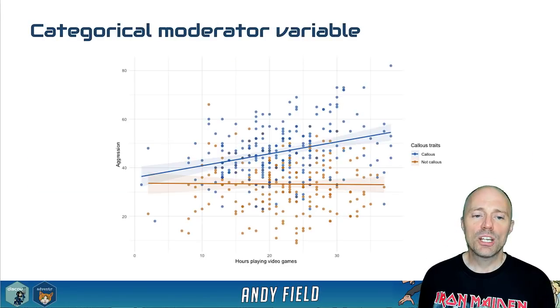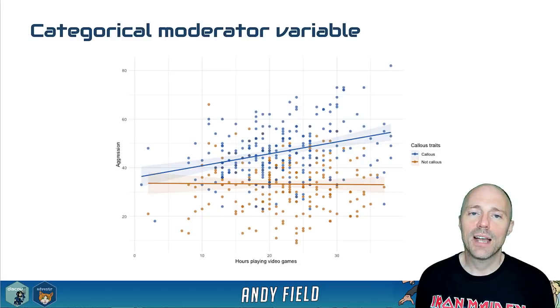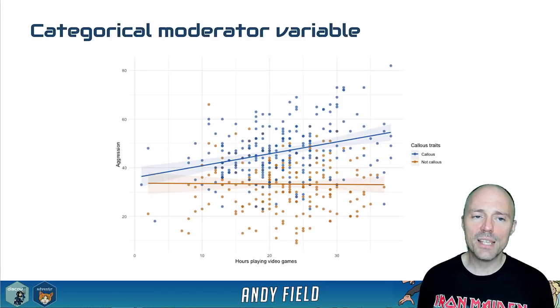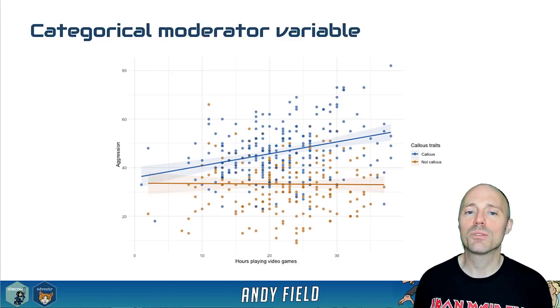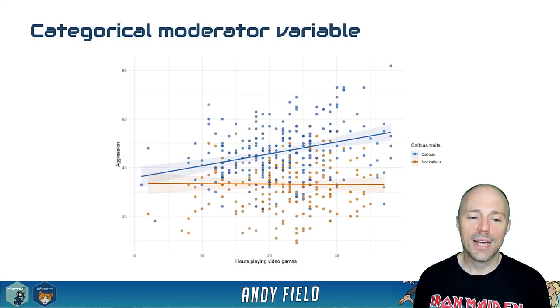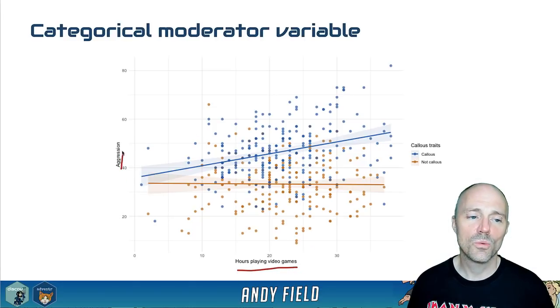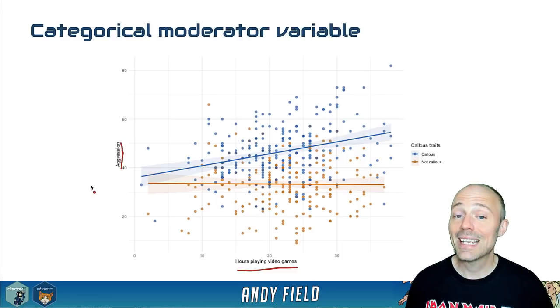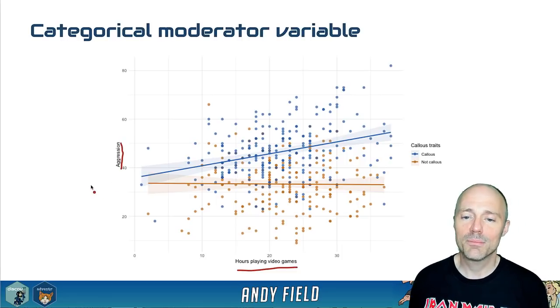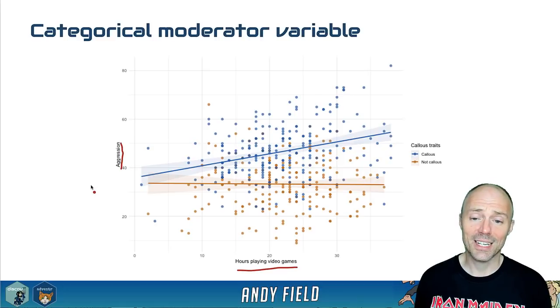We can have a look at this by looking at the scenario of hours playing video games predicting aggression, and seeing how moderation would play out in the real world potentially. So what we have here is a plot, and it is showing hours playing video games on the x-axis and aggression on the y-axis. And the dots are data points that, let's imagine, we've collected. These are fabricated data, just in case you're wondering.